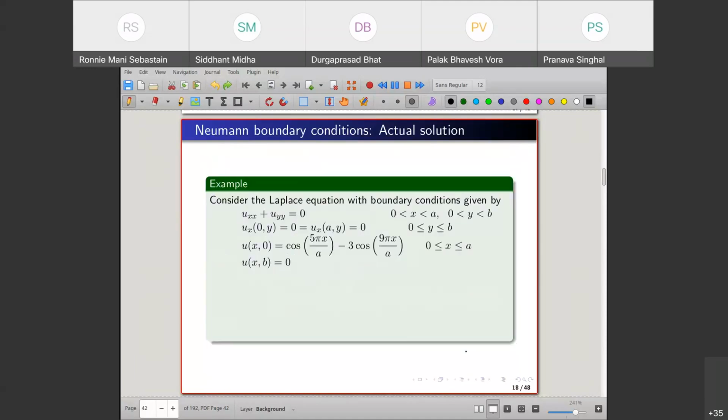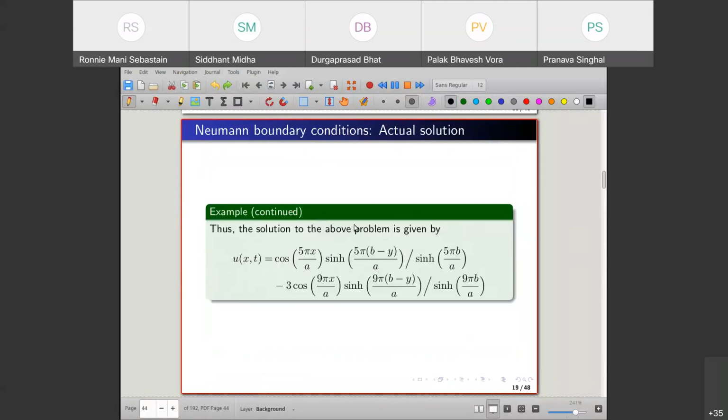And once again, let's see a simple example. Here also the function is already given in terms of the Fourier cosine series. So our life will be very easy. We can just directly write the solution, which is this one.